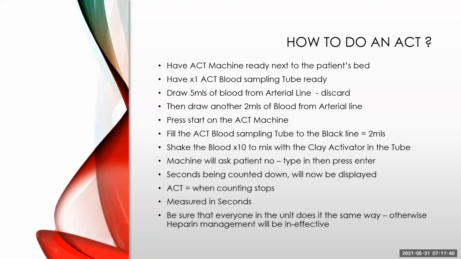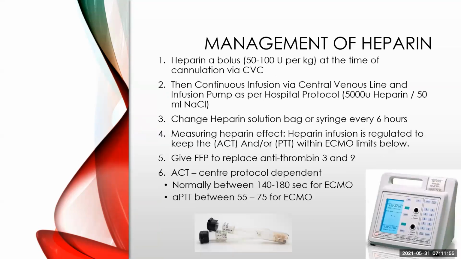So when you are going to do an ACT, you need your machine ready, and it must be next to the patient's bed. It mustn't be in another room or far away. Then you must have one ACT blood sampling tube ready, and the tube looks like the one at the bottom of the screen. You will see that there's a clay substance in the bottom of this tube, and there's also a marking on the tube.